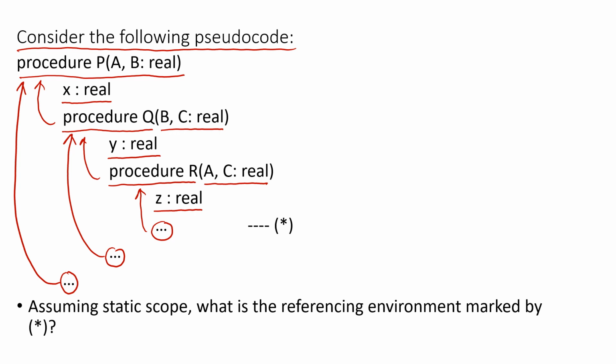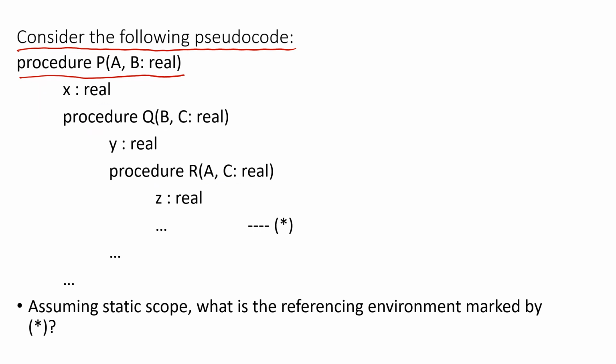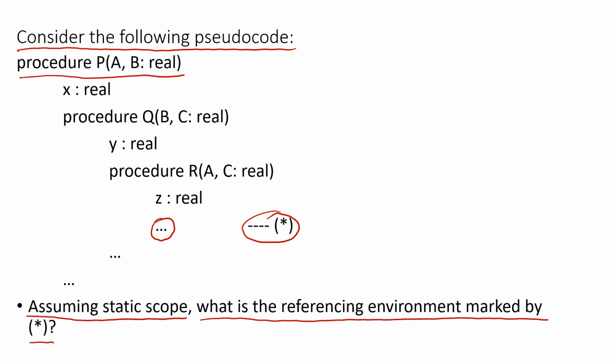Okay, so let me clear the ink. Now the question is, we have to assume that the language is using static scope rules, and we want to know what is the referencing environment marked by star. So this is the star mark. You want to know the referencing environment over here.